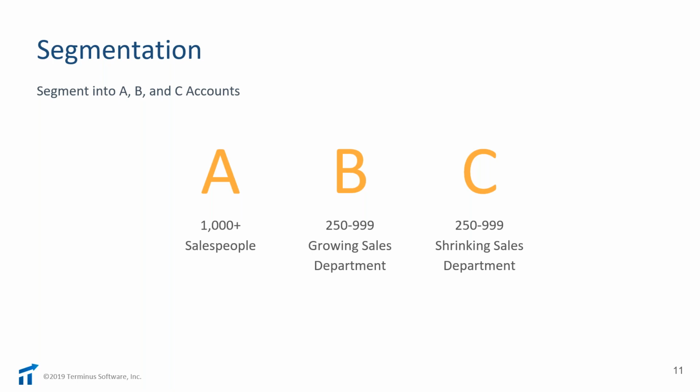And again, I just want to offer this pro tip here that your TAM really shouldn't change much. So we have the TAM, we segmented it into A, B, and C, and after that, it really didn't change much.